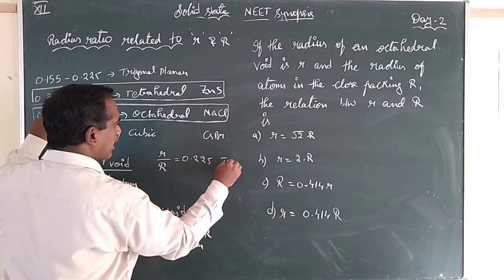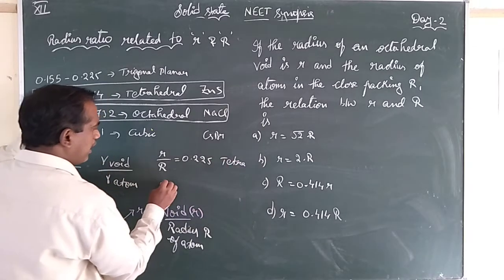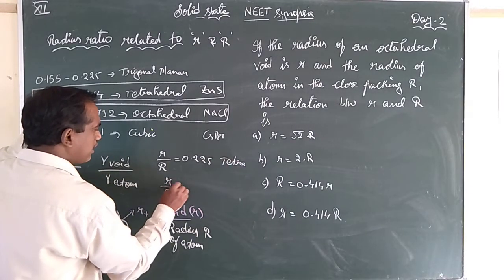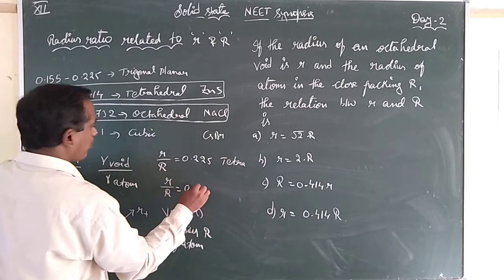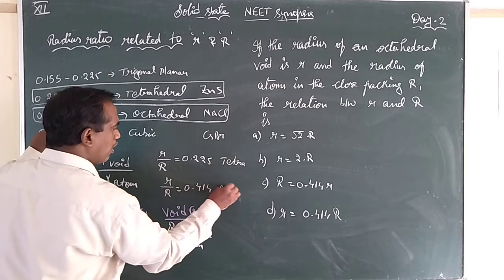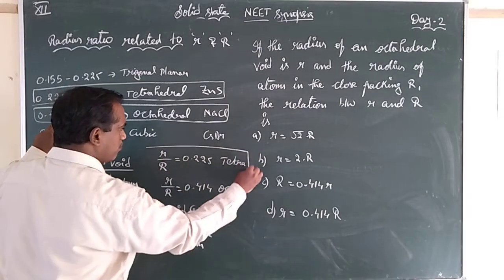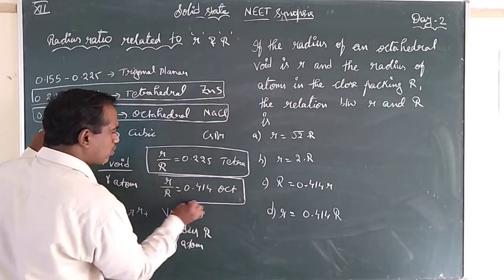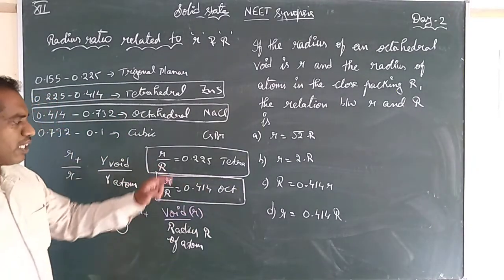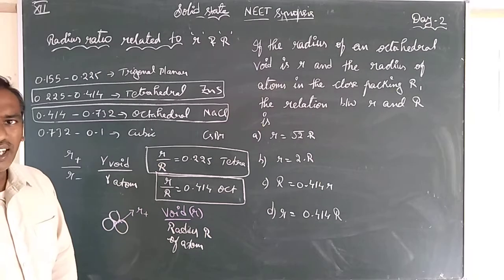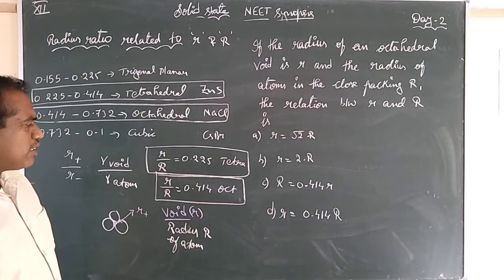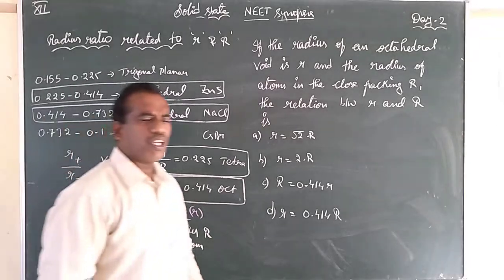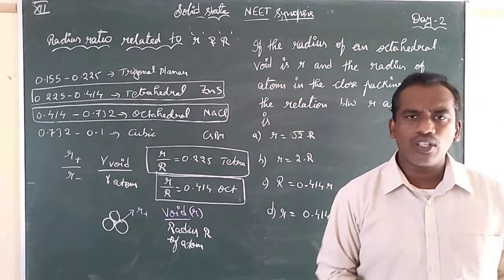r by R is 0.225 for the tetrahedral, and the value ranges up to 0.414 for the octahedral. This means the radius of the void to the radius of the atom in the case of tetrahedral and octahedral are related like this. Because there is an objective question which is also found on this small topic.